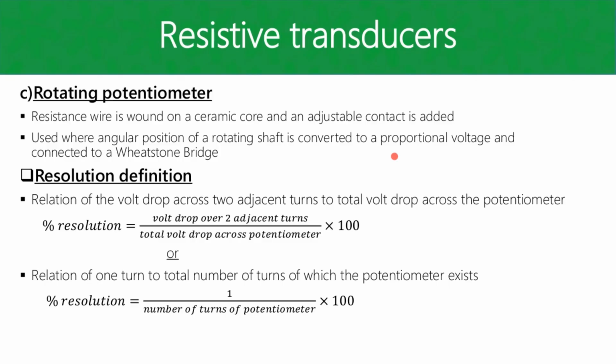But we also have the definition of resolution here. In fact, resolution is also applicable to linear potentiometers. Essentially it is the voltage drop over two adjacent turns divided by the total voltage drop across the potentiometer. Or you can define the resolution as 1 divided by the number of turns of the potentiometer. A very straightforward calculation there. I'm not even going to do an example on that. It's very simple; there's not really anything more complex that this can get.